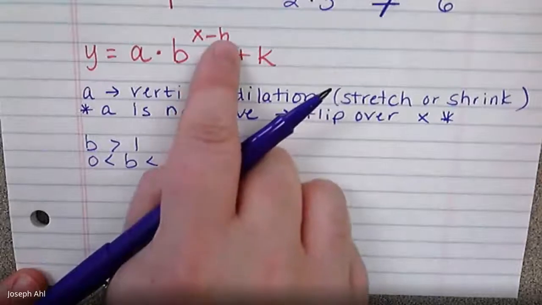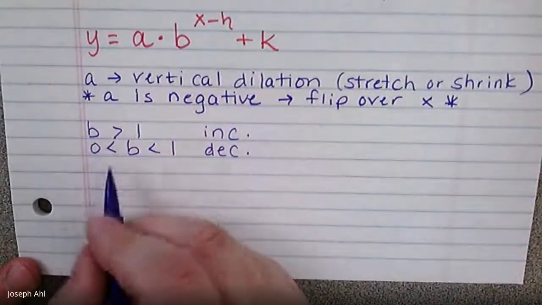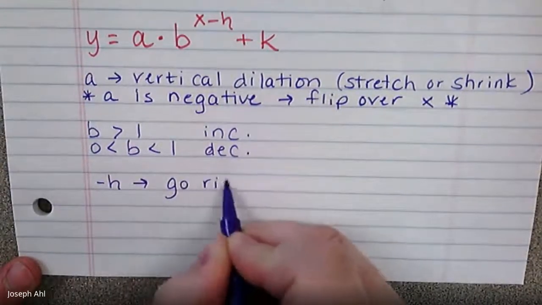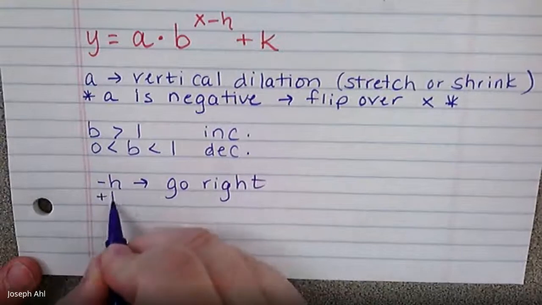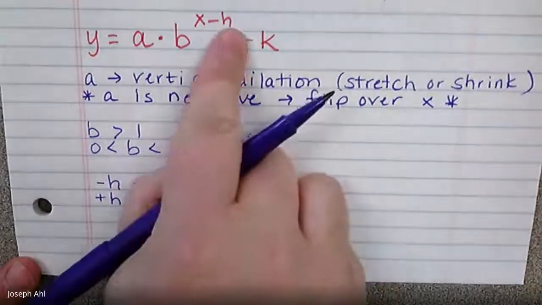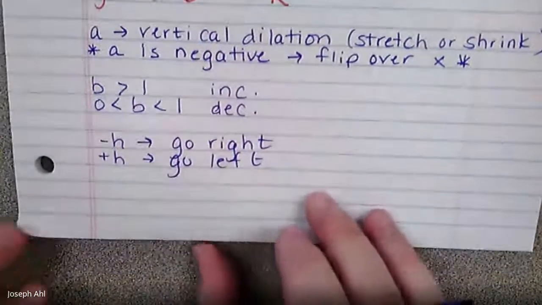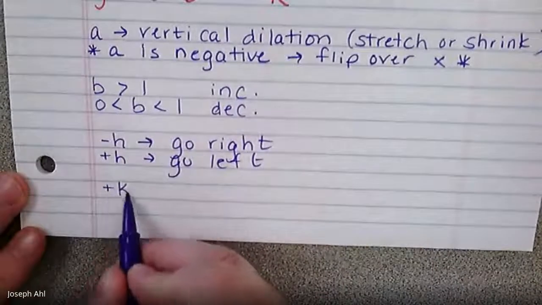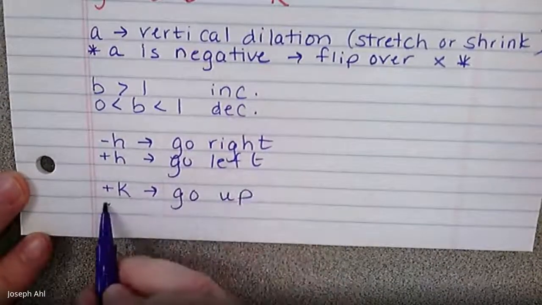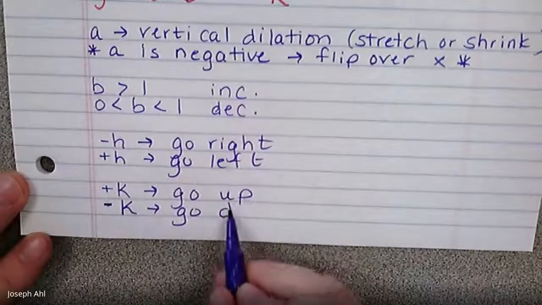The value of h is going to be the horizontal shift to the left or to the right. So if h is negative, it's going to mean that we have to go right. And if h is positive, that actually means to go left, right? If it was x plus 2 up there, we would actually go to the left 2. Negative h means go right. And finally, for k, we follow the sign of k. So k is the vertical shift. For a positive k, you would go up. And for a negative k, you would go down.